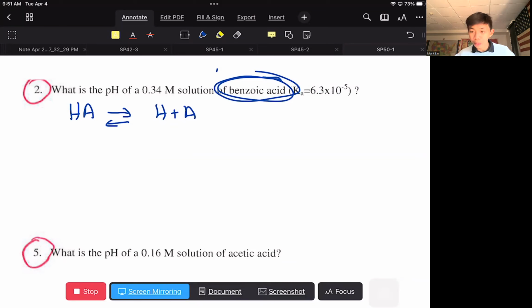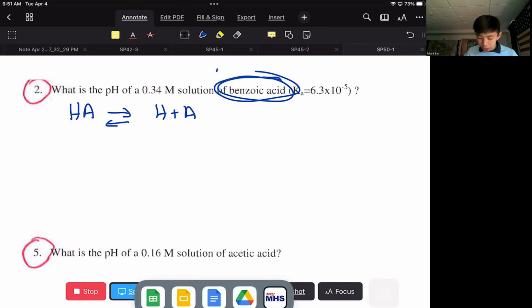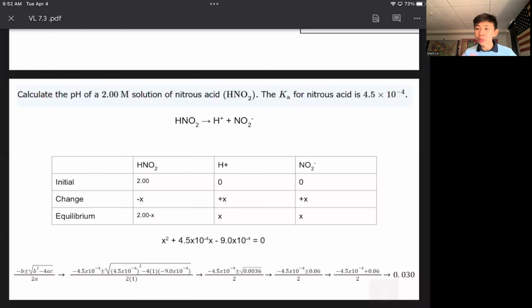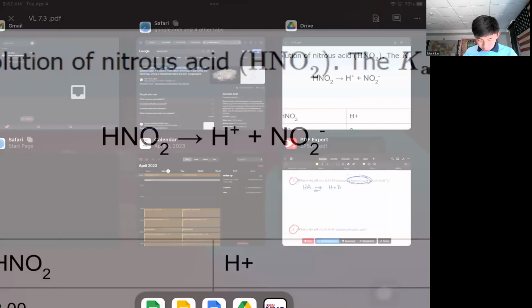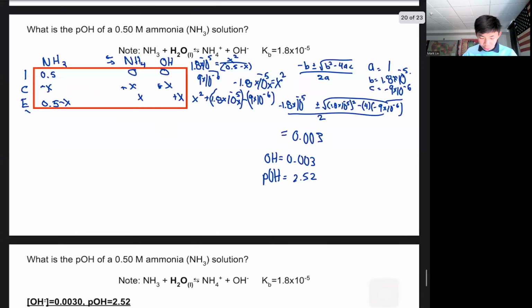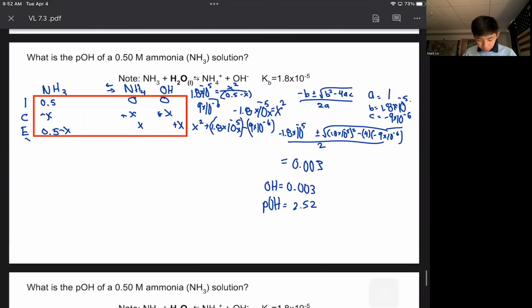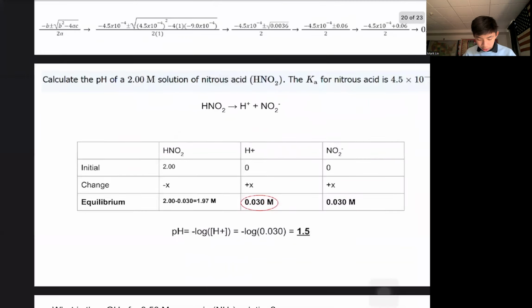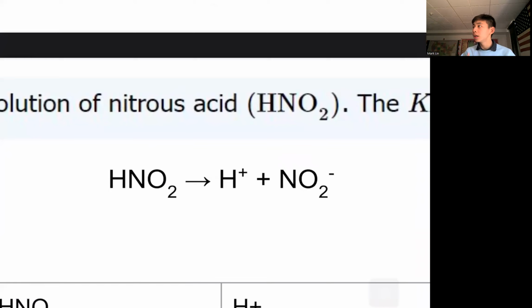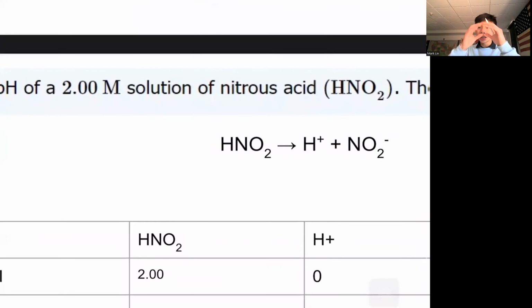Anytime it's asking for a pH, it's always going to be in this type of form: one solution breaking down into hydrogen and the other thing, like a decomposition. For this one, or like nitrous acid, just substitute it for benzoic, same thing. It's always the acid breaking down into H and something else.